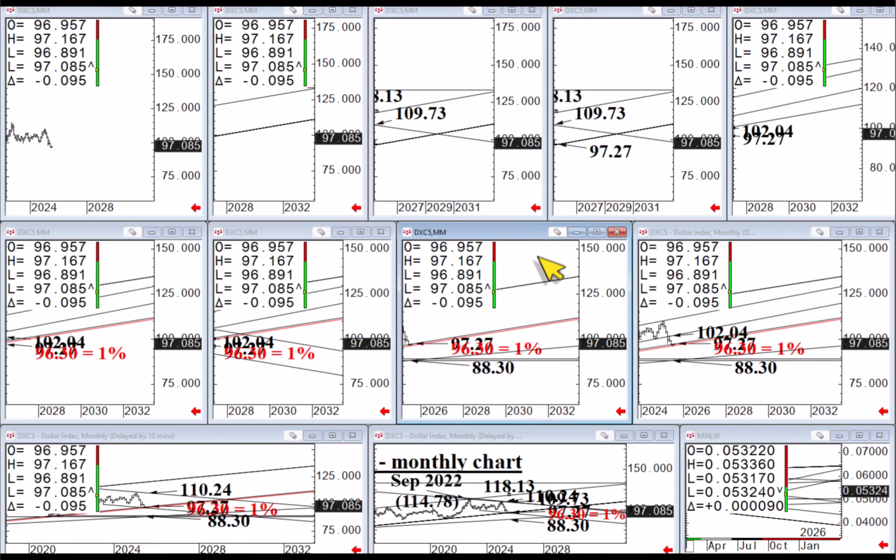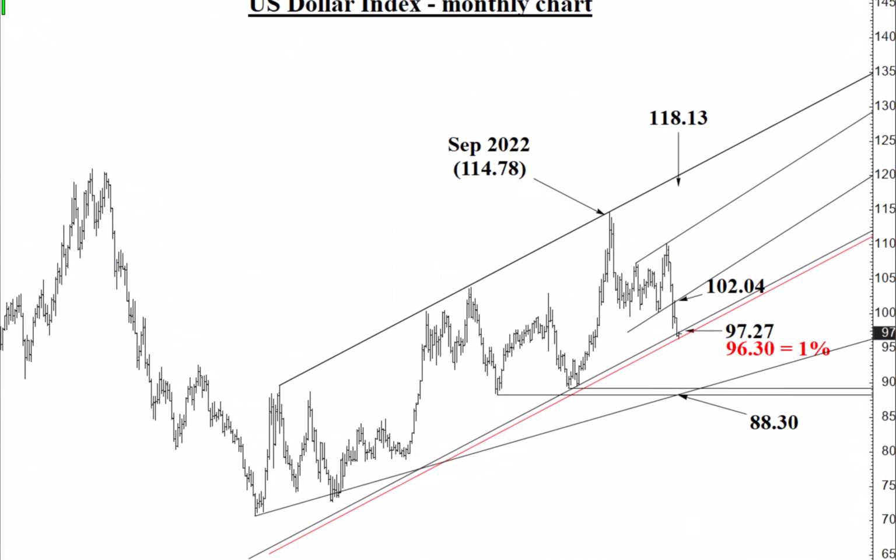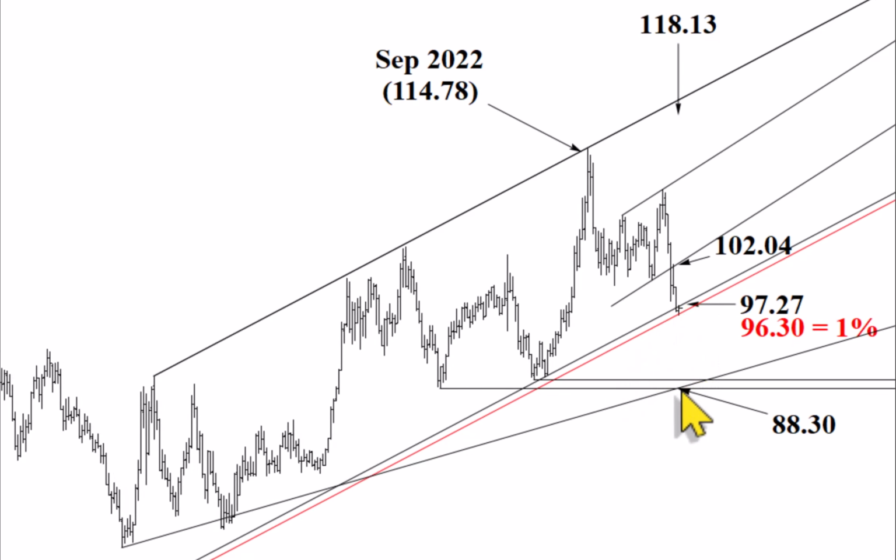So let's move on to the next chart. And I've already shown what the objective would be to the downside if we close at 96.30 or lower.